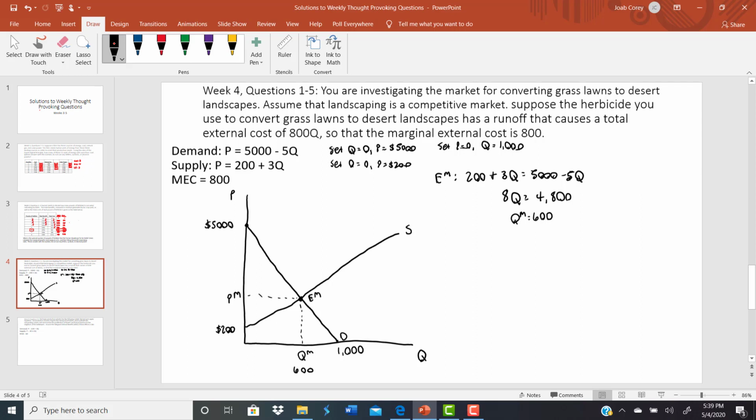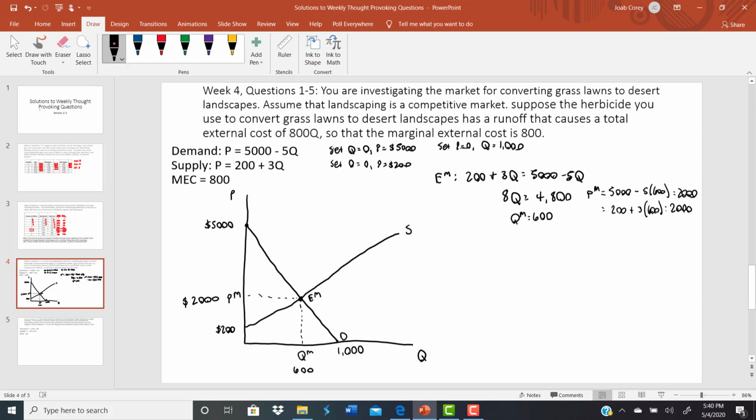All right, and in order to figure out the equilibrium price, you just plug that 600 into either of these two equations. So PM is equal to 5,000 minus 5 times 600, or you can also get it as 200 plus 3 times 600. Either way you do it, you should get 2,000. So our equilibrium price here is $2,000. That should get you to the answers to the first couple of questions, questions 1 and 2, which ask you for that actual quantity and actual price.